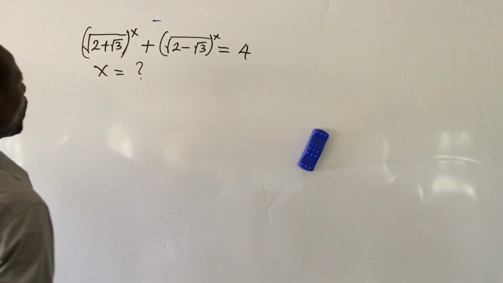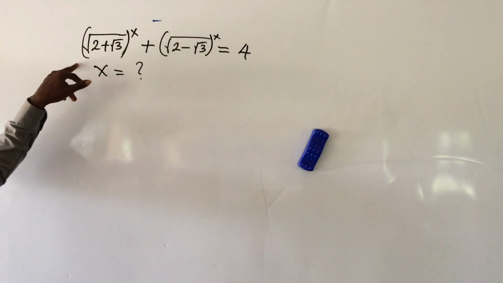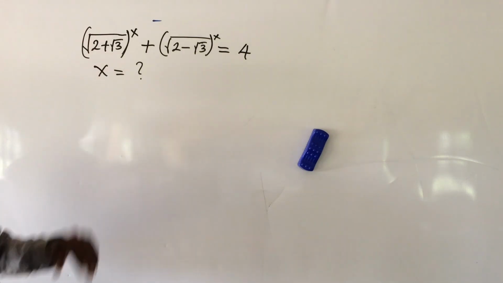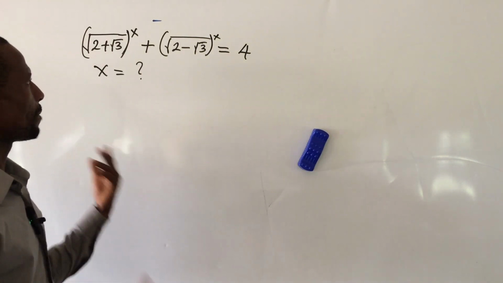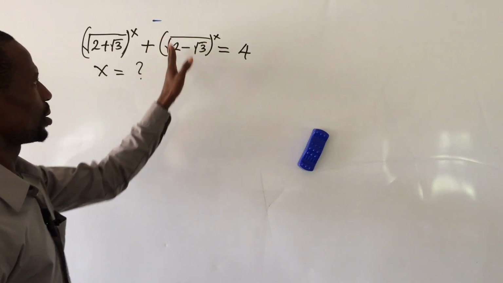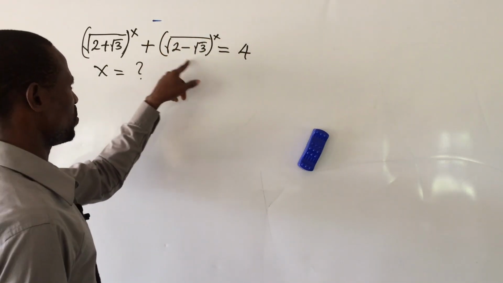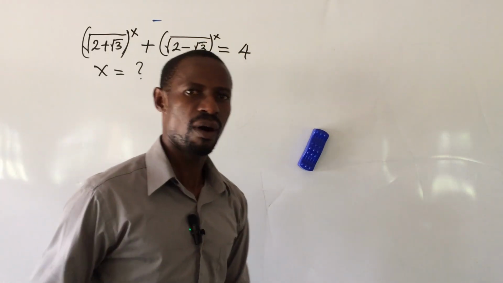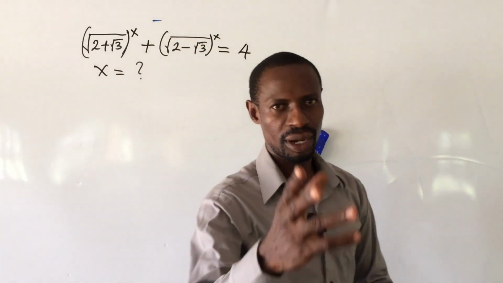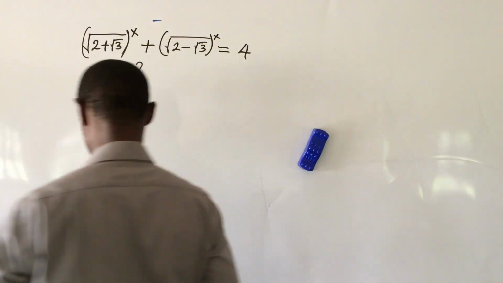Here we have the question, which says: open bracket the square root of 2 plus square root of 3 close bracket to the power of x, plus open bracket the square root of 2 minus square root of 3 close bracket to the power of x, are equal to 4. What then will be the value of x? Let's take down our solution.